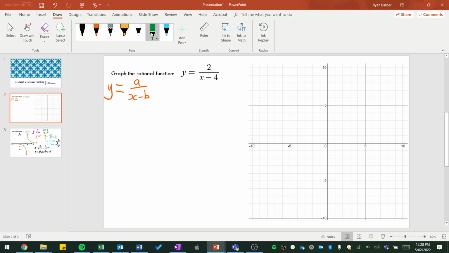From this, we just match up the values. So we have a is equal to 2, and we have b is equal to 4. Noticing that we have x take b as the equation here and x take 4.